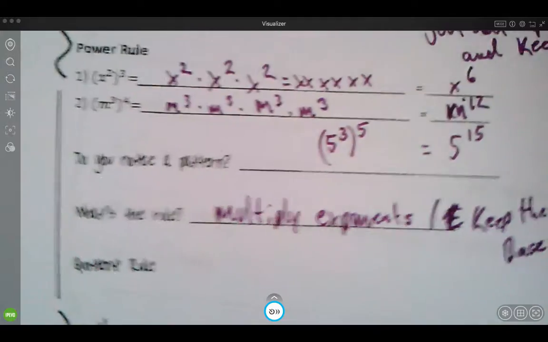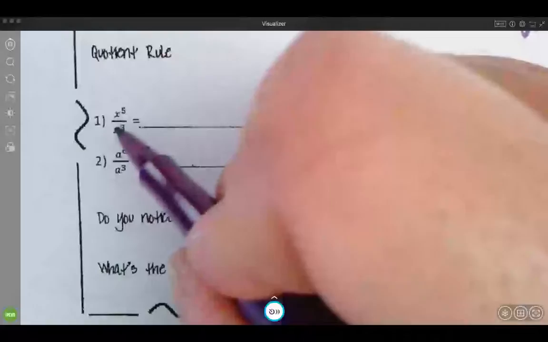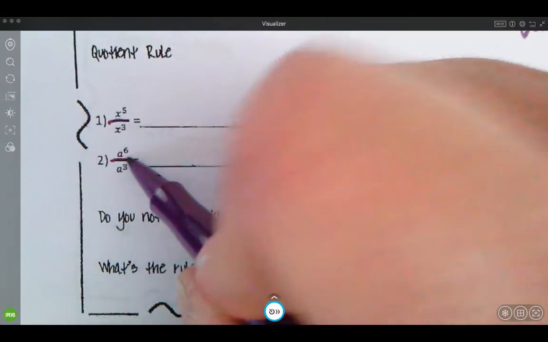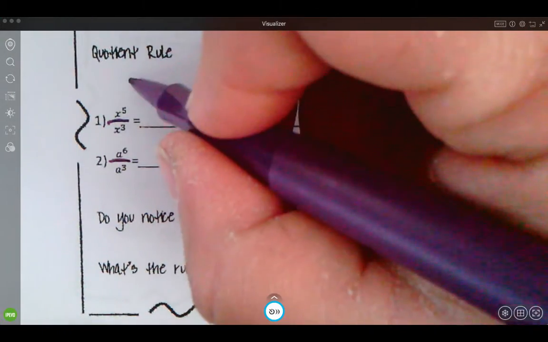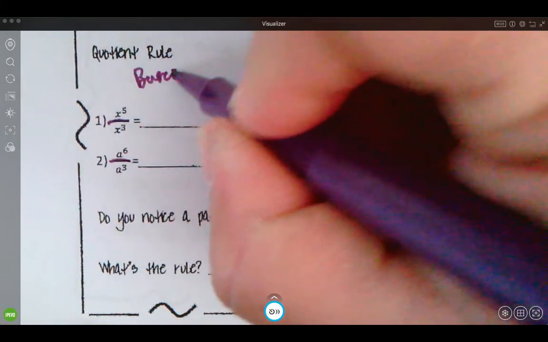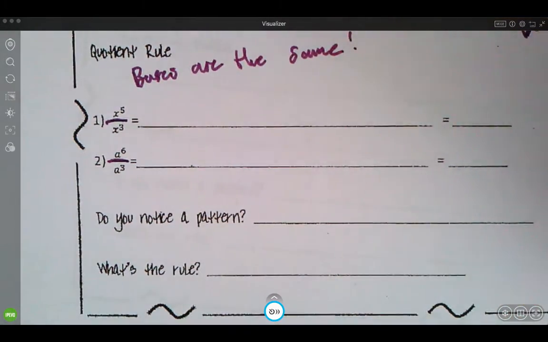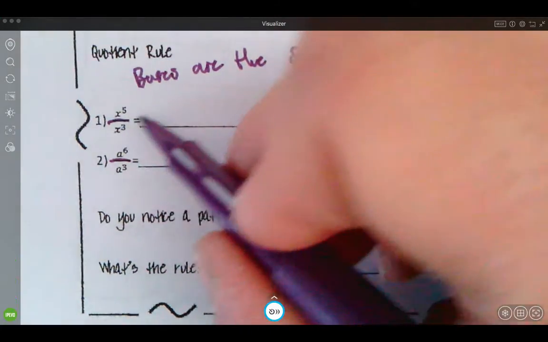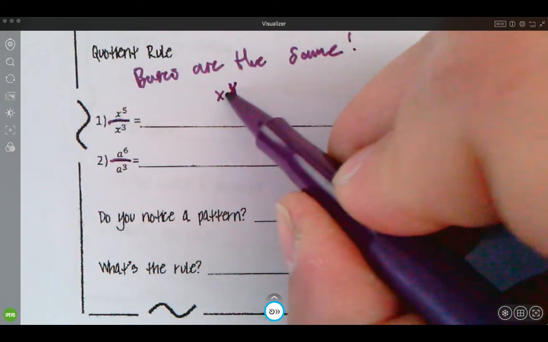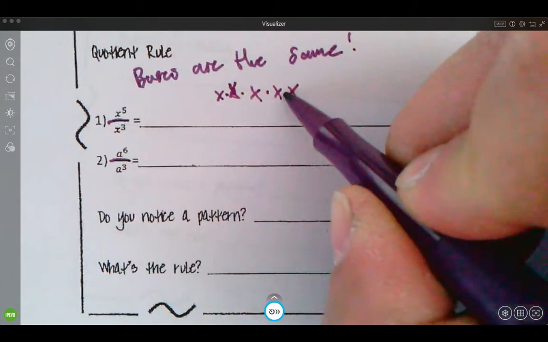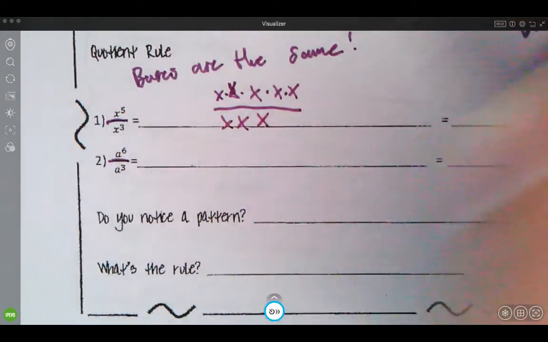The next one is the quotient rule. Quotient is a fancy word for division, and sometimes we show division with a fraction line. Notice this only works when the bases are the same. If I expand this out, x to the fifth would really be x times x times x times x times x, 1, 2, 3, 4, 5. X to the third, 1, 2, 3.